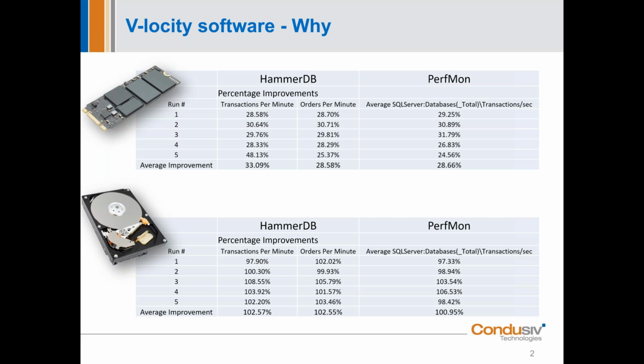And as you can see from the metrics recorded by HammerDB, on SSD storage, there was about a 30% improvement in the number of SQL transactions that could be processed per minute. And this was backed up by Windows Perfmon metrics that showed a 28% improvement in transactions per second. And then when running the tests again using spinning hard drive storage, there was around 100% improvement. Now, either way, this is great news for SQL DBAs who care about the performance of the databases that are underpinning their business critical applications.